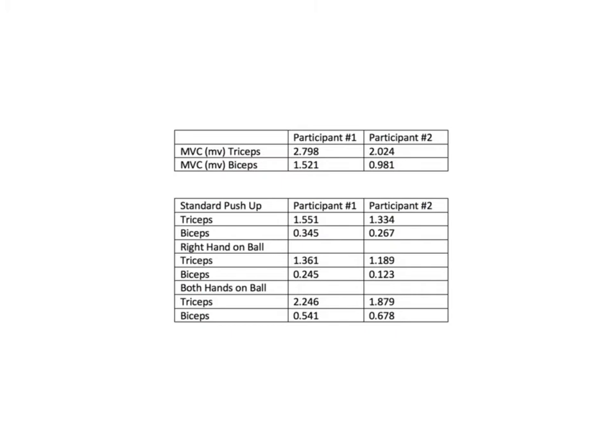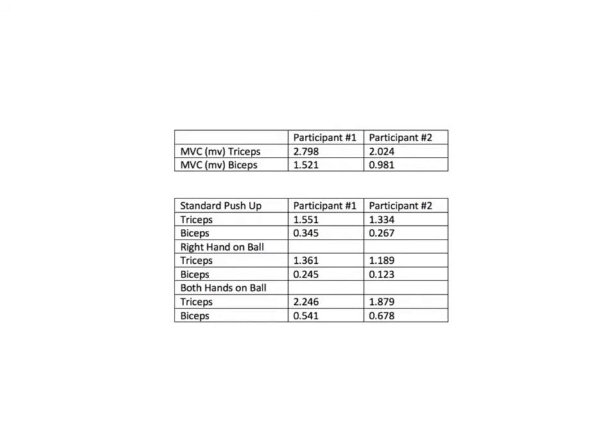So we grabbed the MVC values for triceps and biceps, and they are in millivolts. So we have for participant one and participant two the data in millivolts for triceps, biceps, standard push-up, right hand on the ball, and both hands on the ball. So let's go through the calculations.